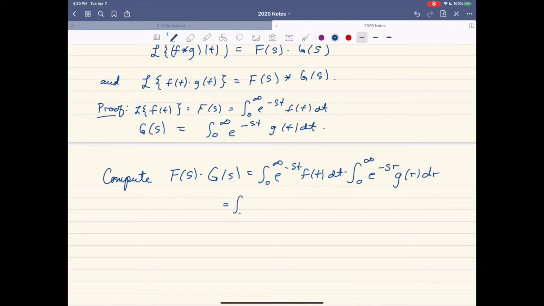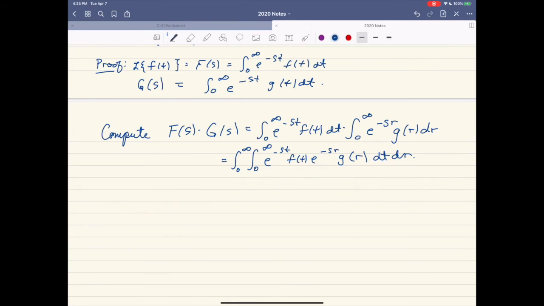So it's going to be the integral from 0 to infinity, integral from 0 to infinity, and we're going to have e to the negative st, f of t, e to the negative sr, g of r, dt dr. So our next step is we're going to combine the exponential terms. I'm also going to switch the order of integration, but we're going to get e to the negative quantity r plus t times s, f of t, g of r, dr dt.